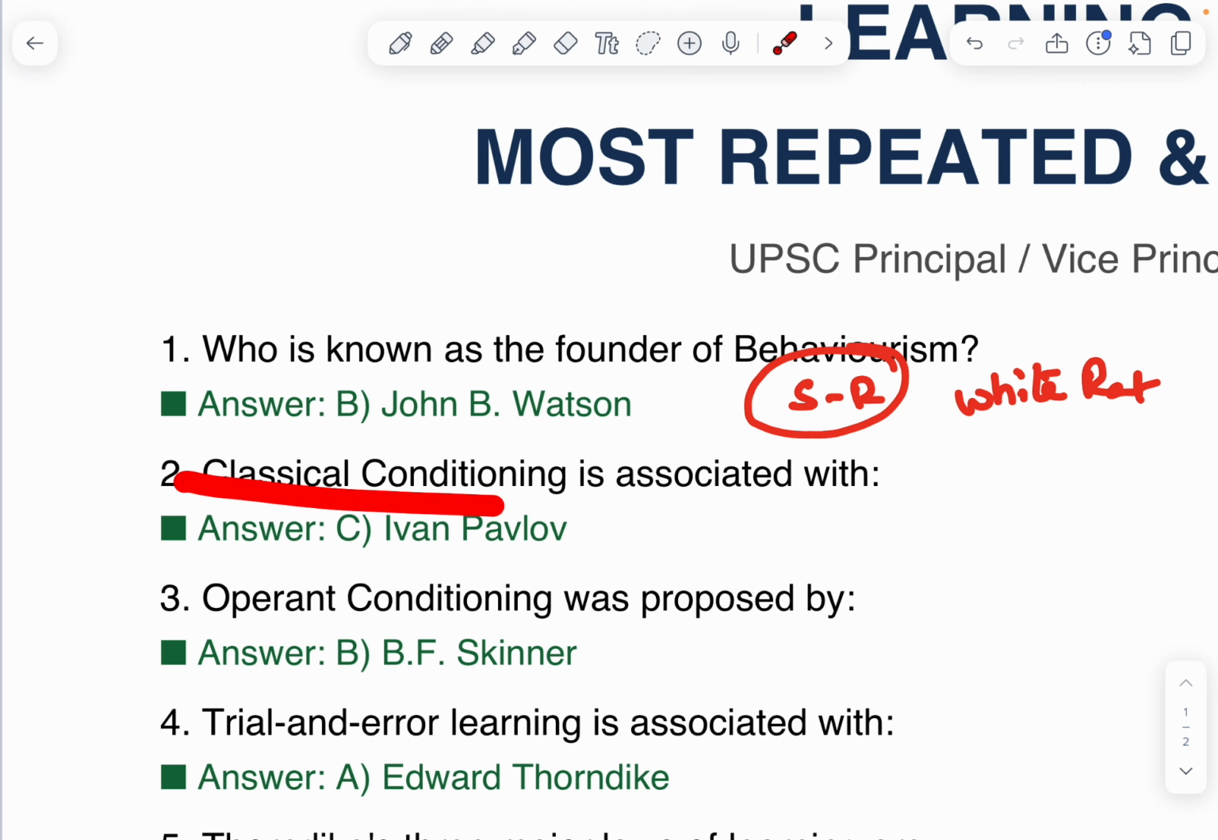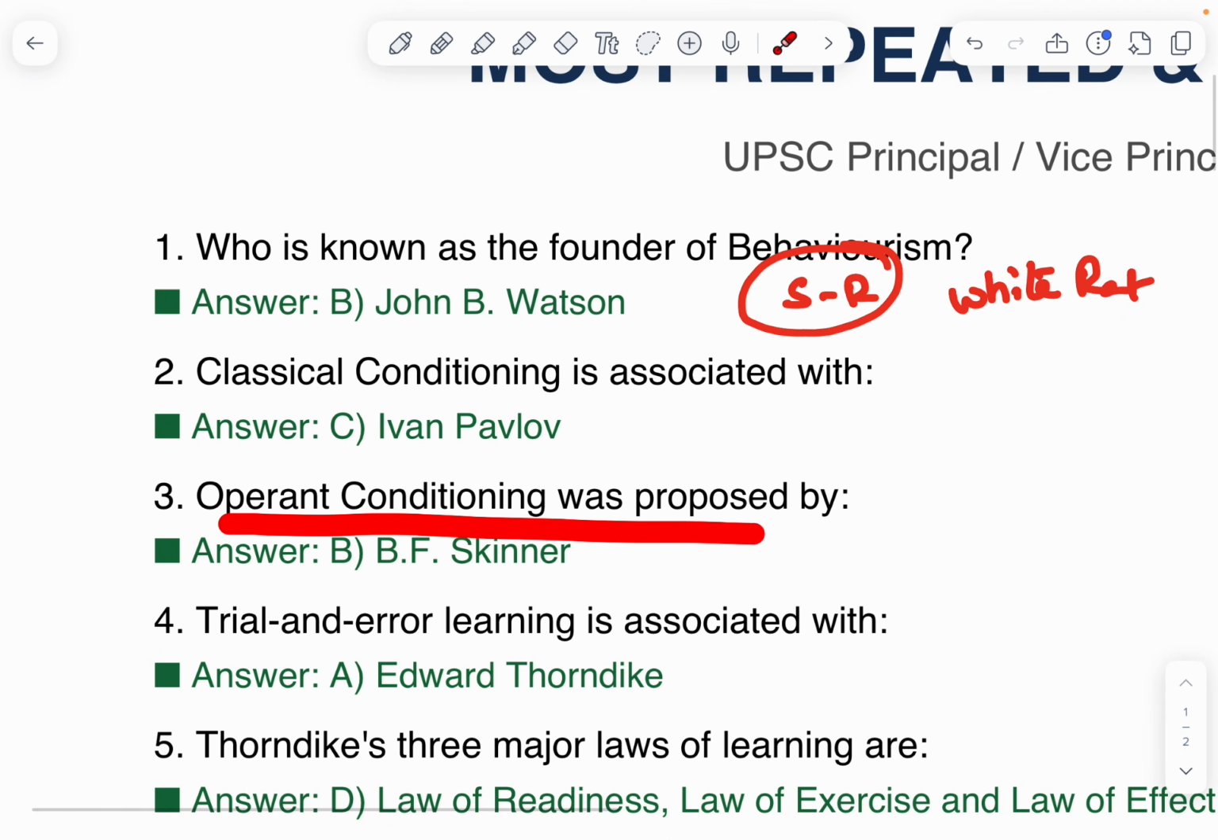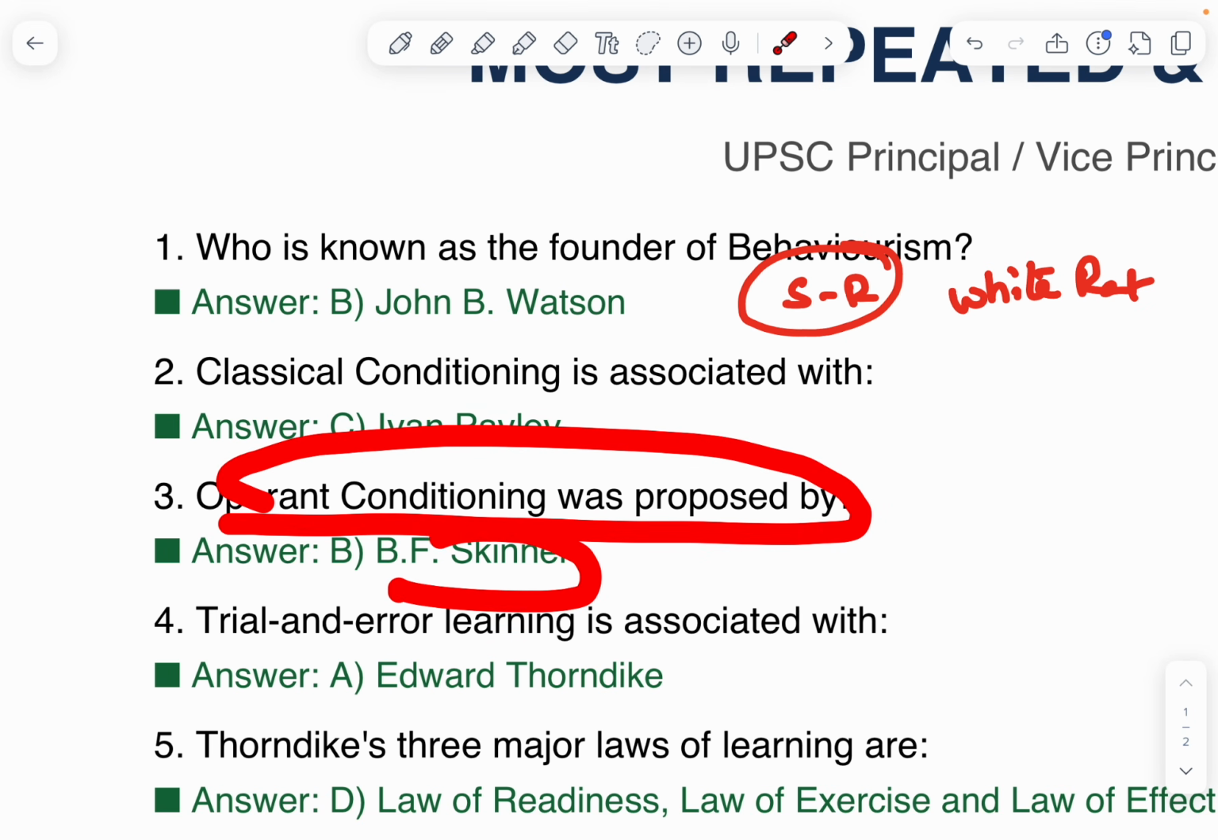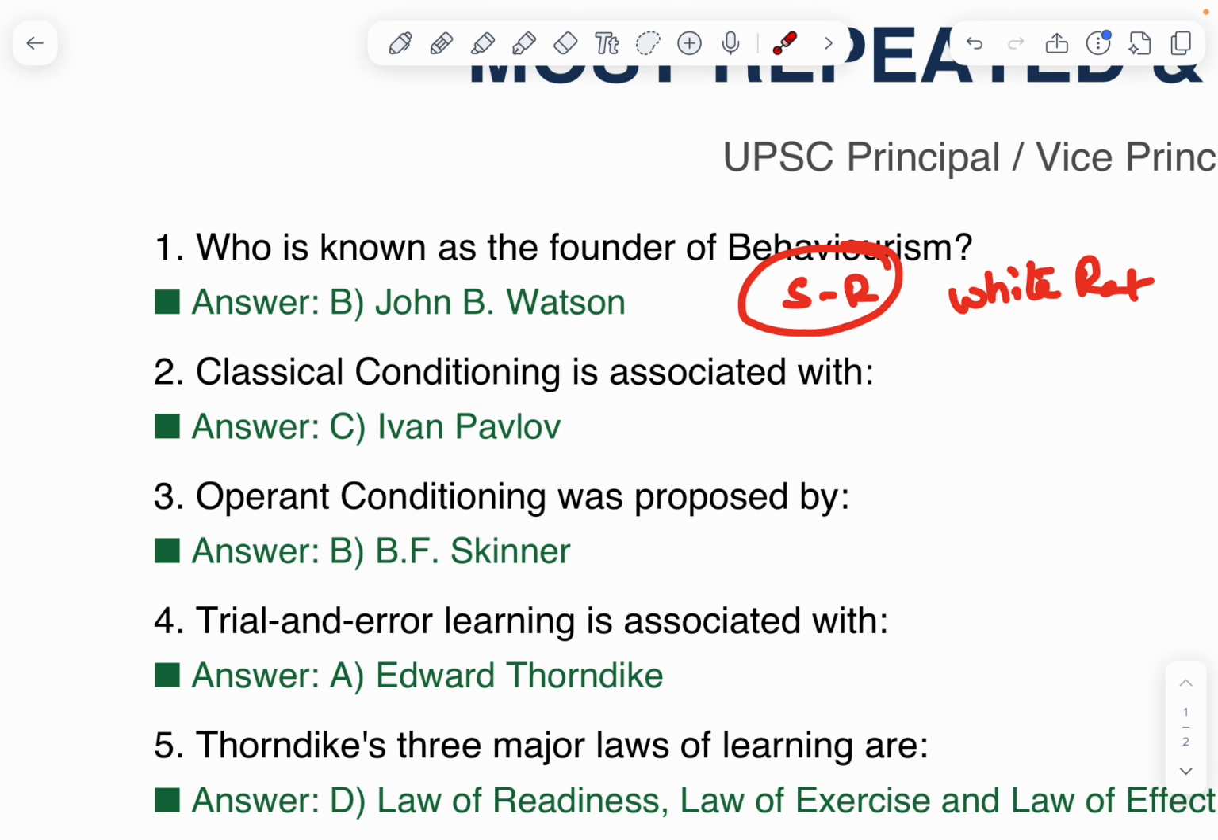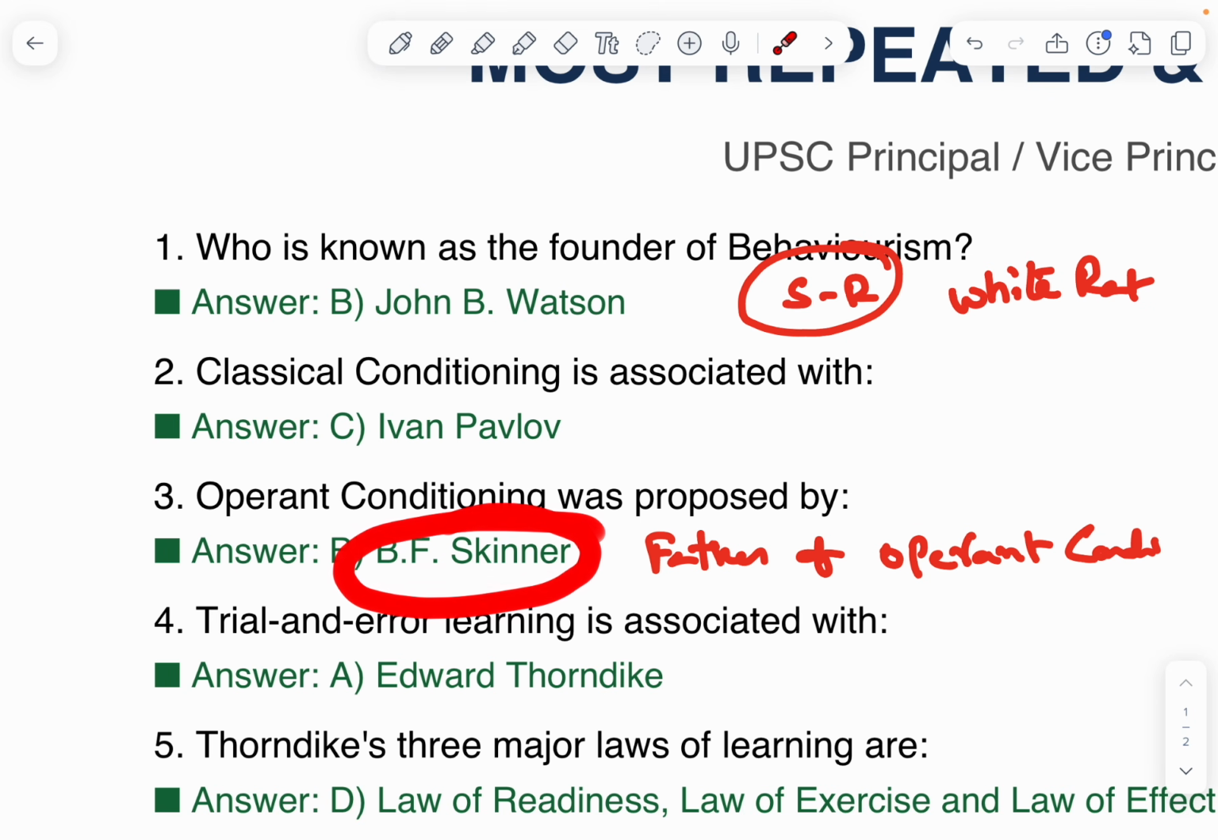Second question. Classical conditioning: Pavlov. CS and CR. Animal: dog. Operant conditioning was proposed by B.F. Skinner. He is the father of operant conditioning. Animal: white rat.